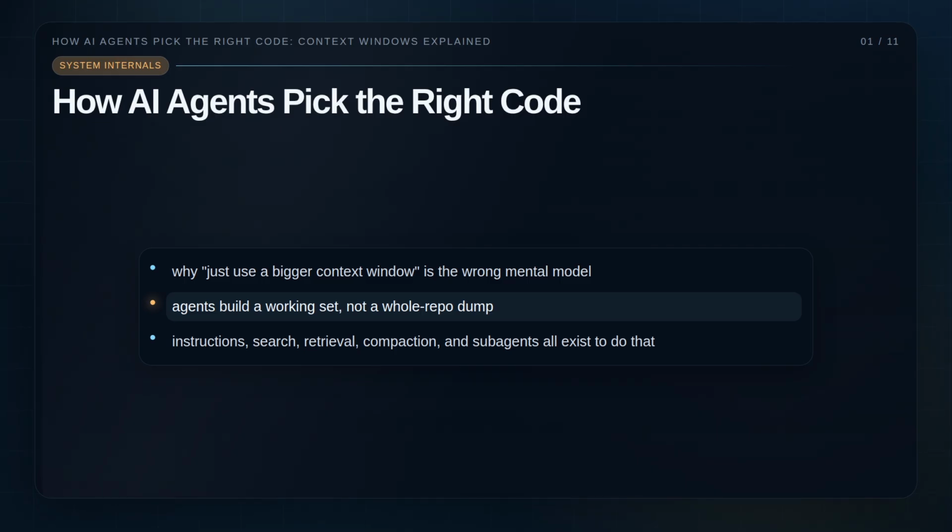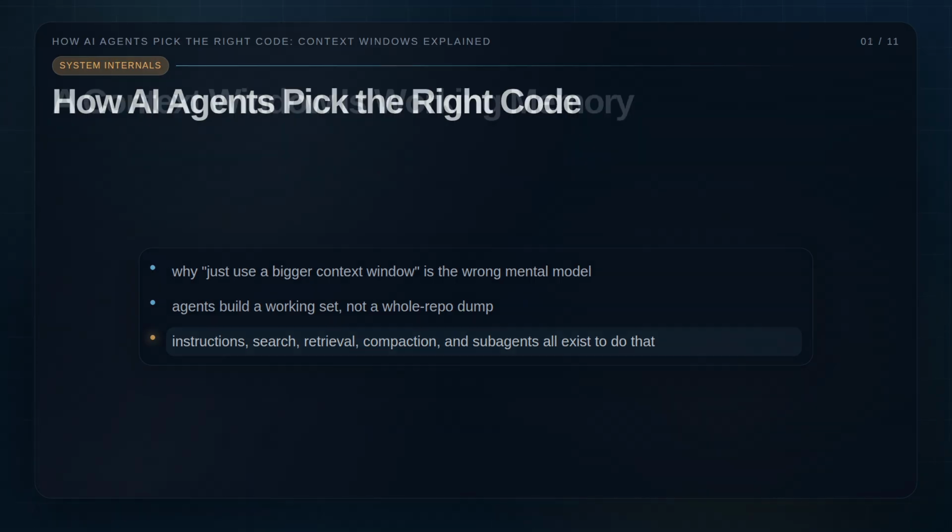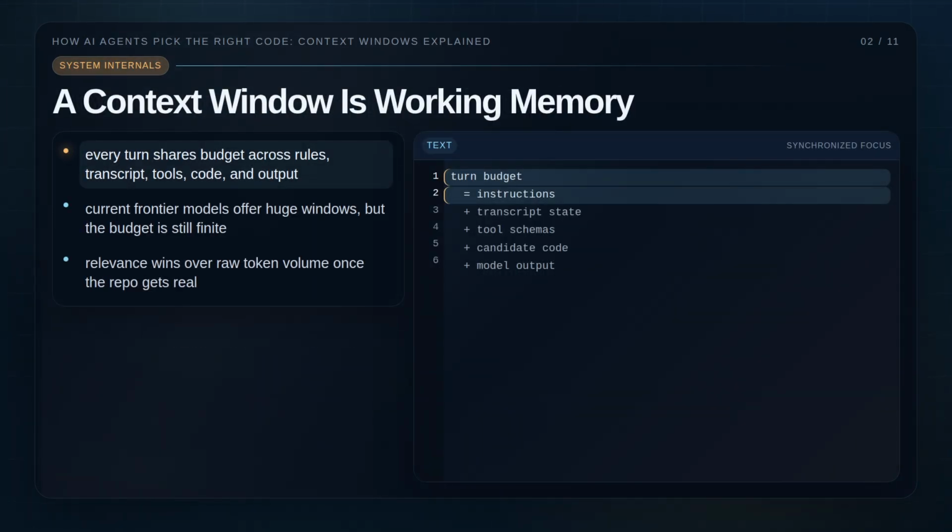I'm grounding this in current official docs for Codex, Claude Code, Gemini CLI, Cursor, and the OpenAI platform as of March 14th, 2026. The core claim is an engineering synthesis. The winning pattern is not bigger prompts, it is better working set assembly. The first correction is conceptual.